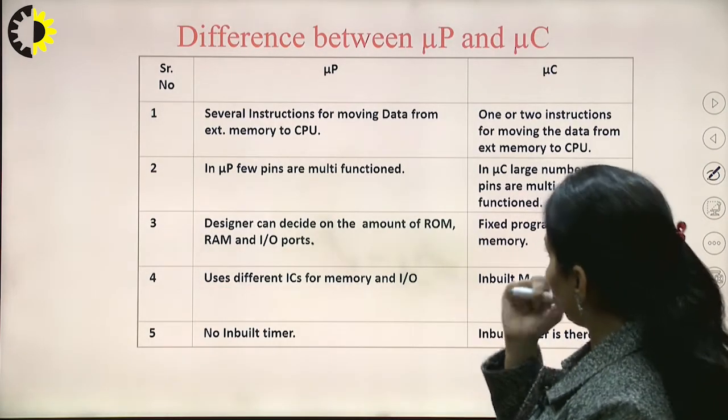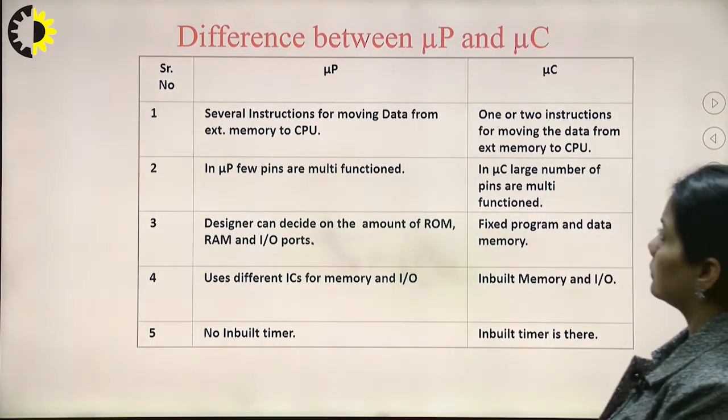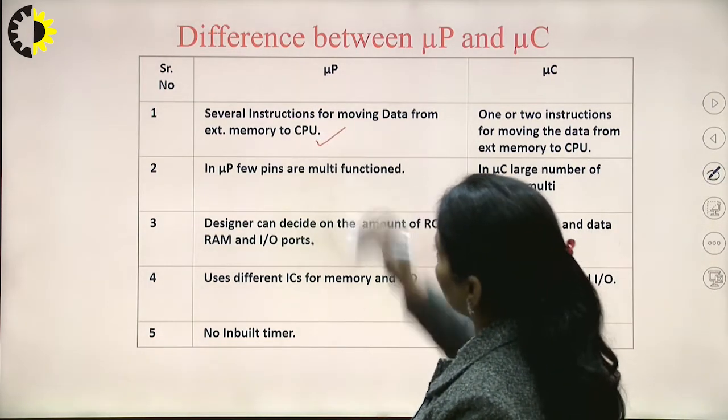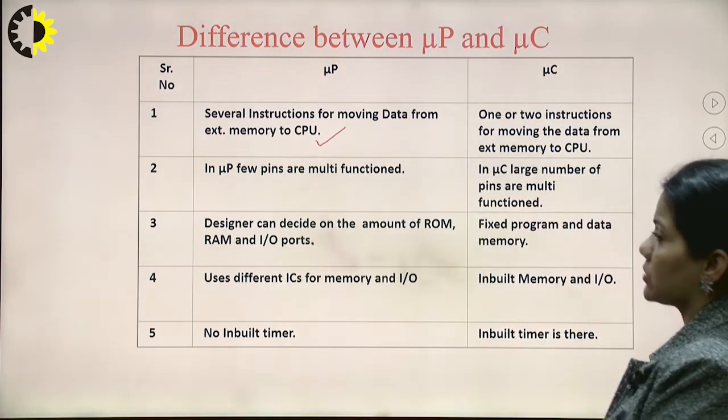Let's see the difference between the microprocessor and microcontroller. A microprocessor has several instructions for moving the data from external memory to the CPU.